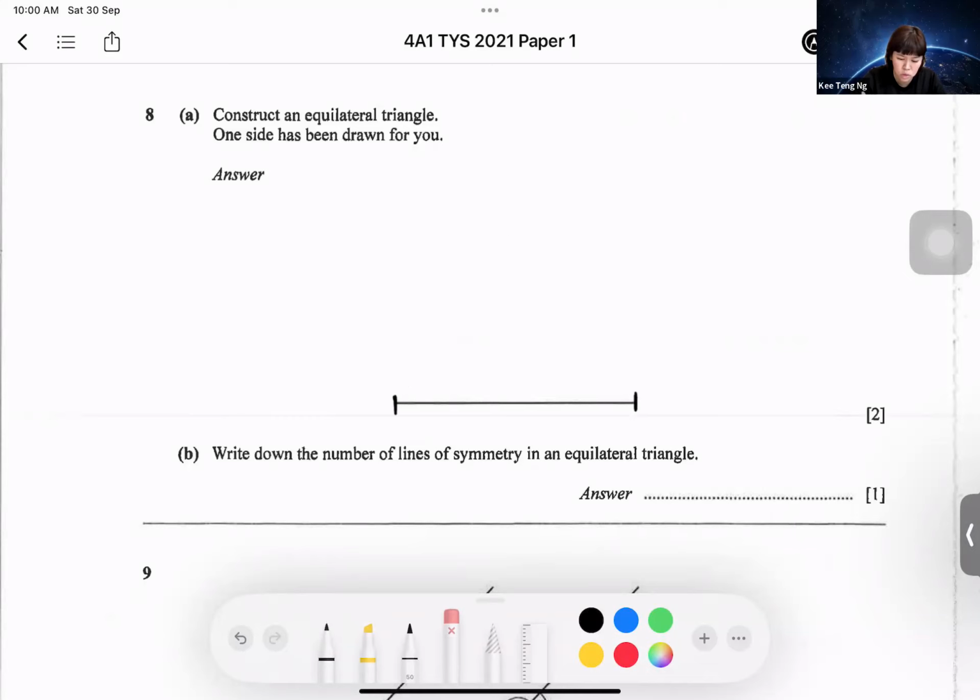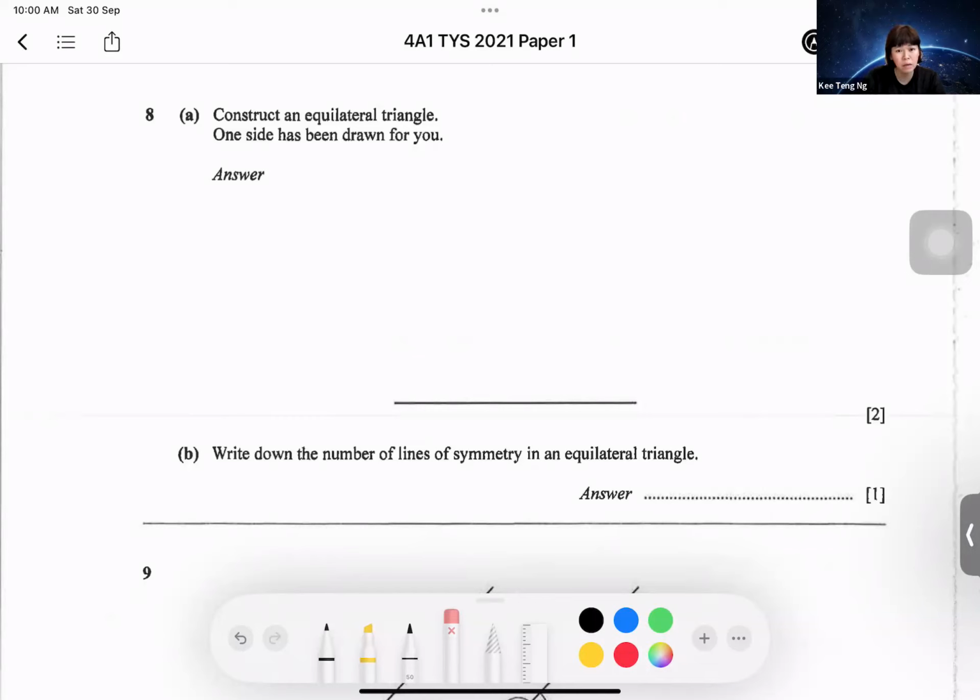Then what you need to do? You need to put your sharp point here, and you swing, okay, such that you get an arc using the same length. Then put the sharp point at the end, create another arc over here, okay? And in order to get an equilateral triangle, all the measurements of the sides should be the same. So later I'll send you the answer for the construction question.